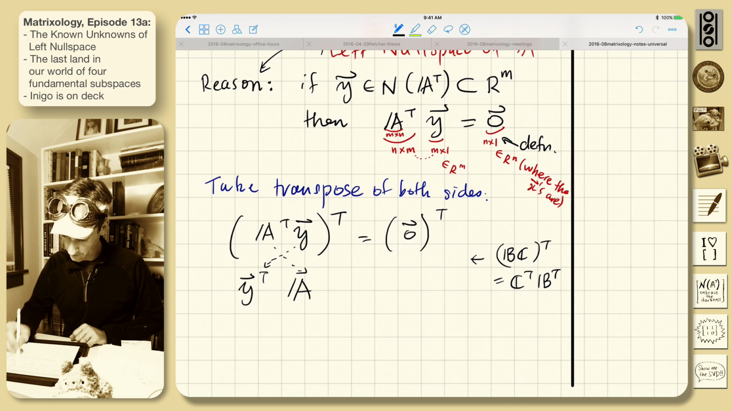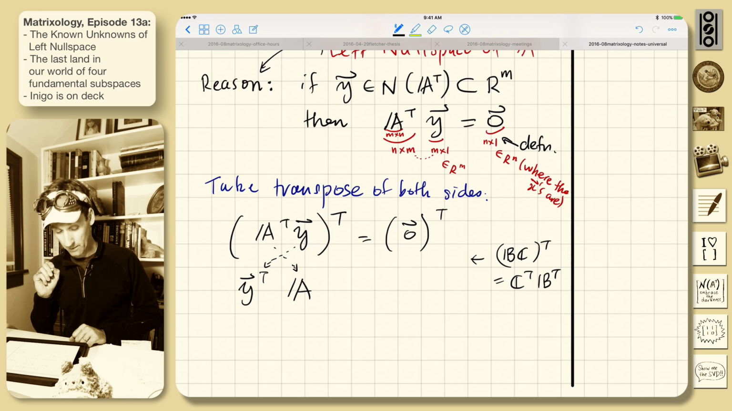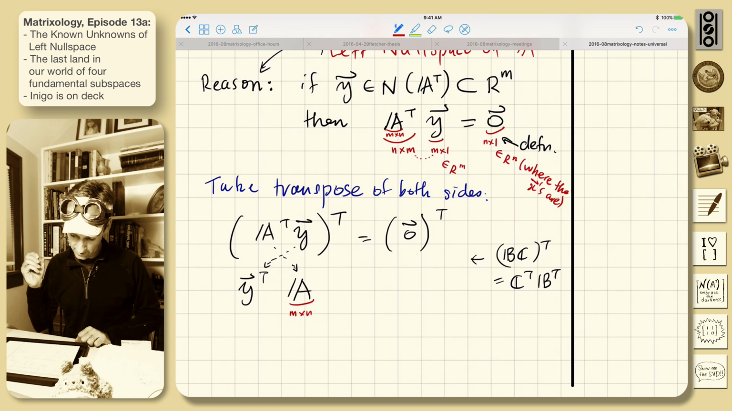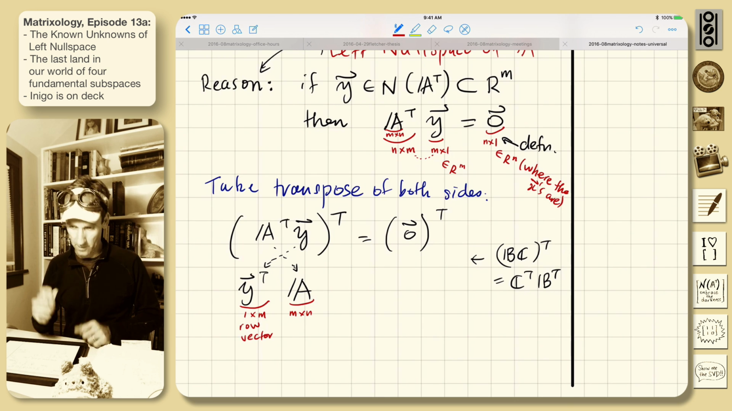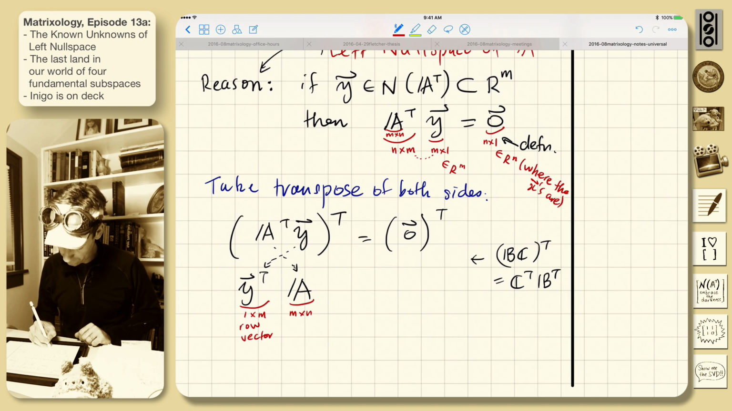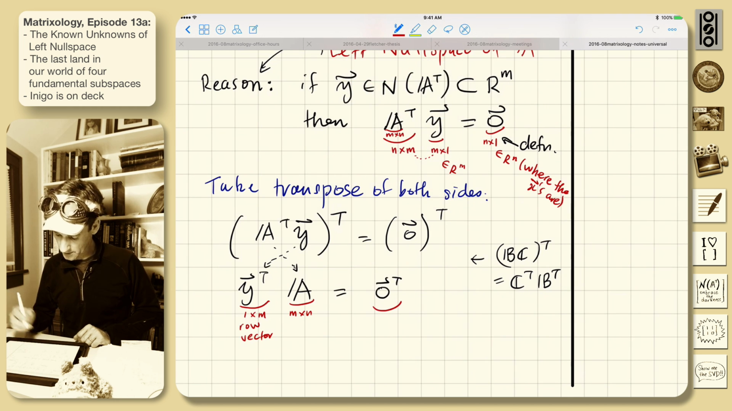It looks like a vector arrow on top. Okay. Good. So I've swapped places. This is now, again, m by n. That's what we started with. And this is y transpose, which is 1 by m. This is a row vector. So A multiplies column vectors on the right, and row vectors multiply on the left. And then this equals 0 transpose, which as a whole is a 1 by n, another row vector.